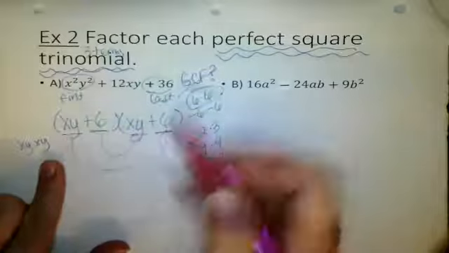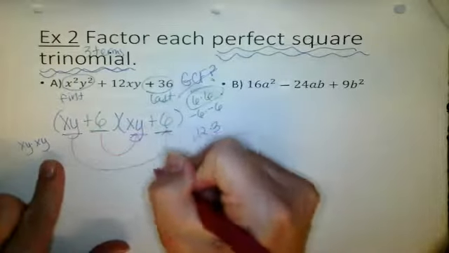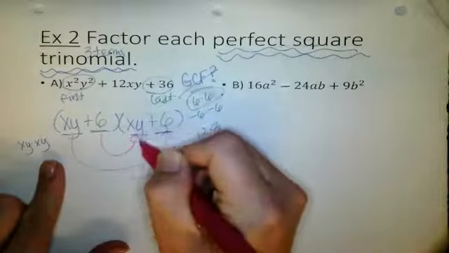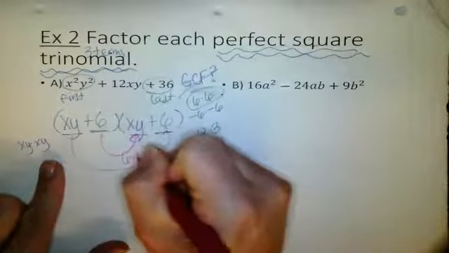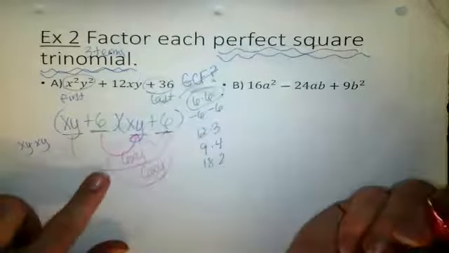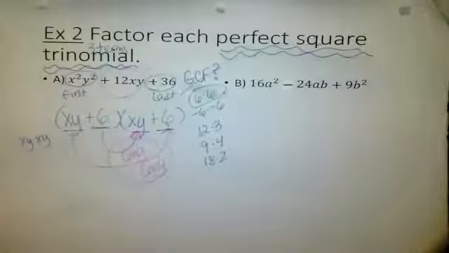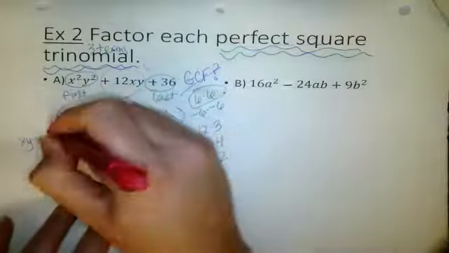So xy times 6 is 6xy, and 6 times xy is 6xy. And we add those up, what do we get? 12xy. There is the middle term, ladies and gentlemen. That is where the middle term comes from. It comes from the rainbow. Not anything else but the rainbow. Okay? So this is a lovely answer.